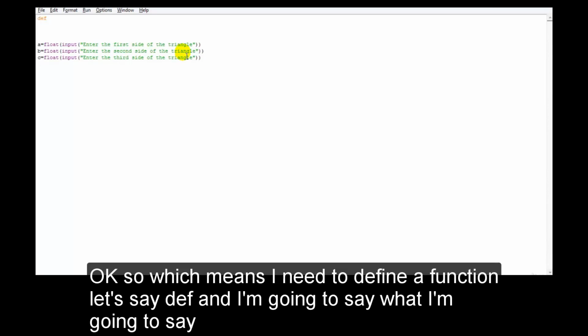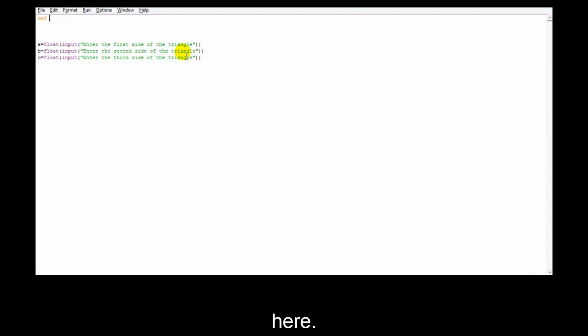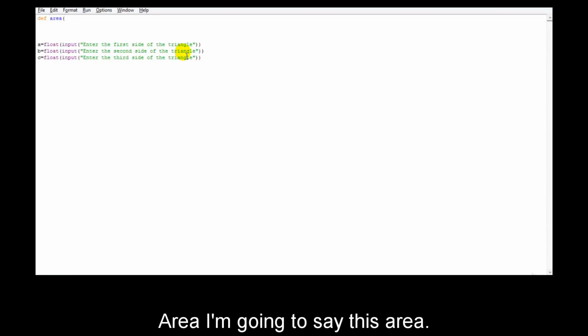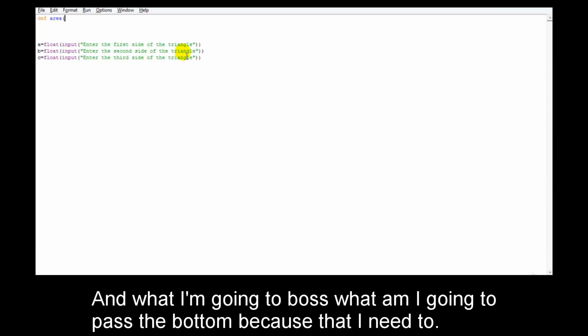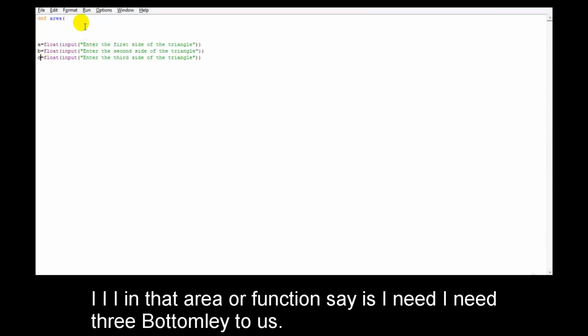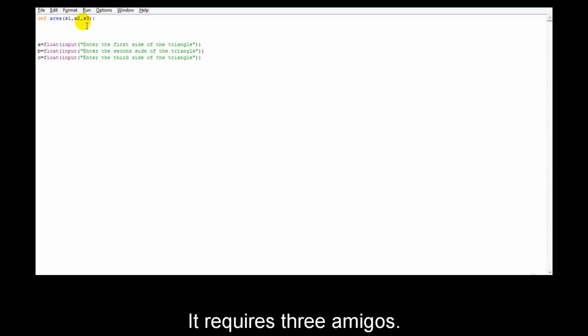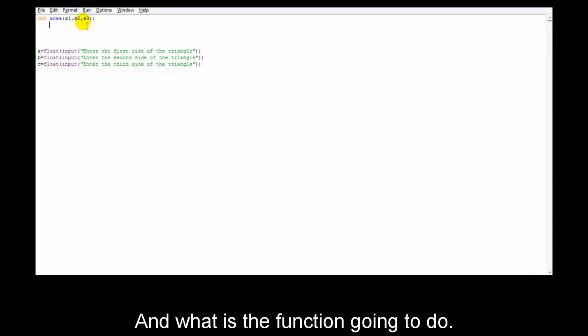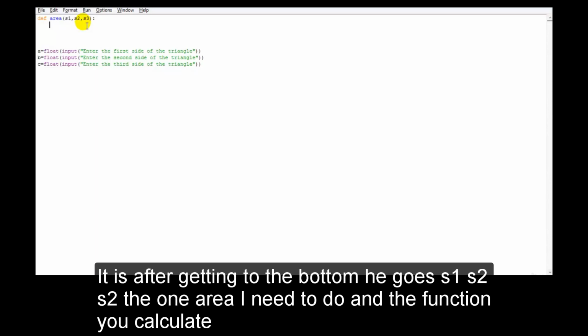Let's say def, and I'm going to say def area. What am I going to pass? The parameters that I need. The area function says I need 3 parameters. Let's say side 1, side 2, and side 3. It requires 3 parameters. And what is the area function going to do after getting 3 parameters s1, s2, s3?